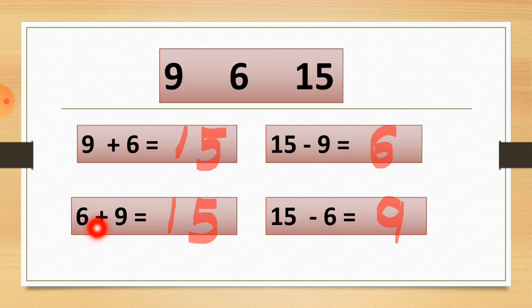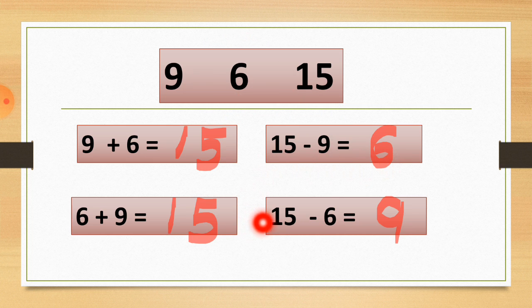Now here 6 plus 9. So here also 6 and 9 are there, but this number is missing. So I write this number here. Now in the next one, here is 15 and 9. So which number is missing? Here this number is missing. So I write this number here. So this family will be complete now.